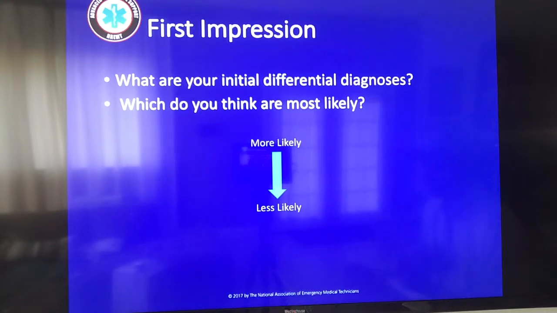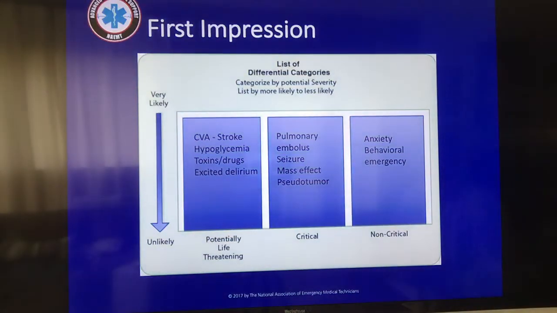So we need to really start thinking about how we work with local LEOs and law enforcement to get our patients into the back of our medic to get them to the facility of choice. And what are our differentials now as we work up our patient? Could it be any one of these that we work on?